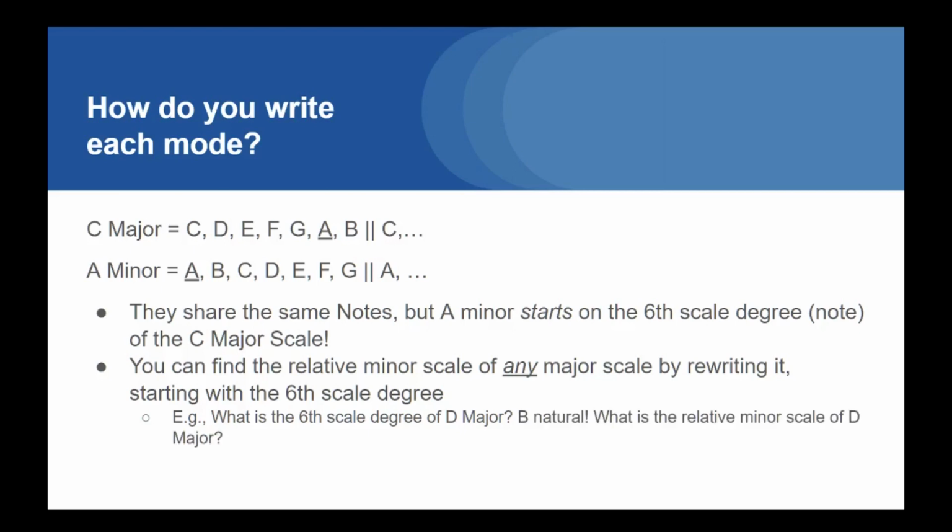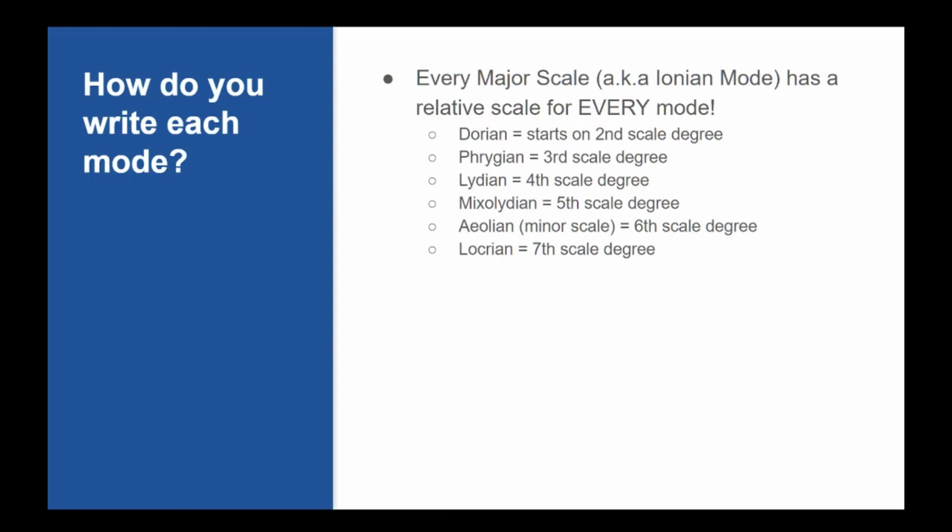B natural. So what's the relative minor scale of D major? B minor. It's that simple. Likewise, every major scale, or Ionian mode, has a relative for each mode.